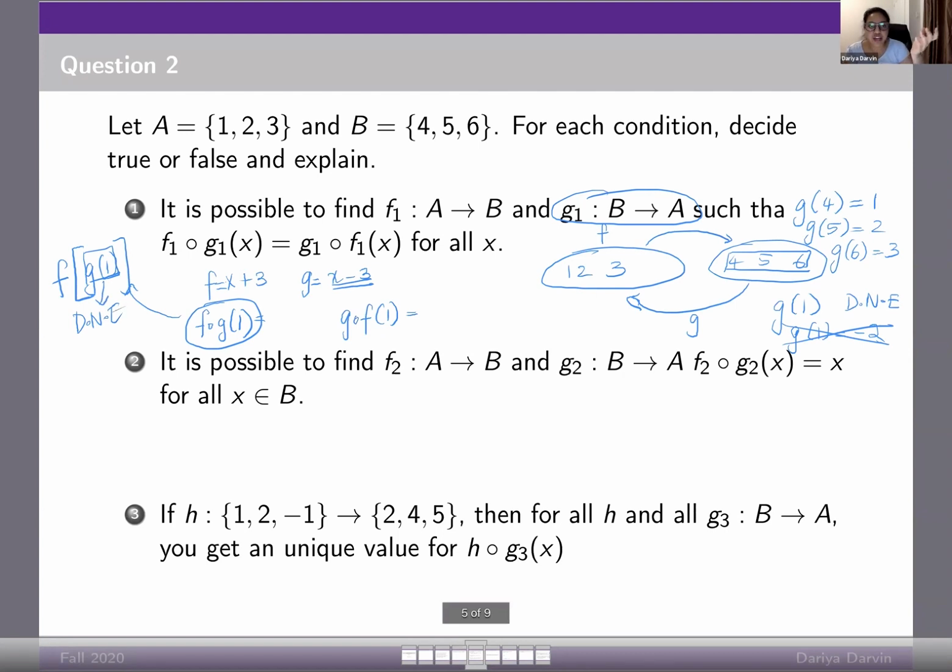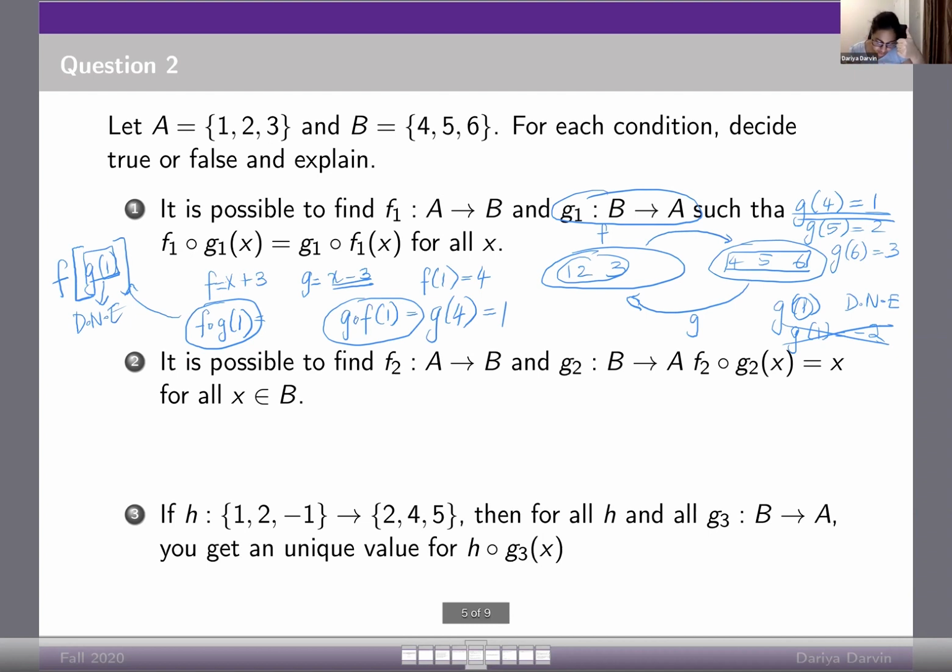So you can't really find it because g of 1 is outside the domain of this function. Okay, here you can find it, because f of 1 is defined. f goes from this to this. So f of 1 is just 4. So you get g of 4. And then you know what g of 4 is. This is 1. So that makes sense, but not on the other side.